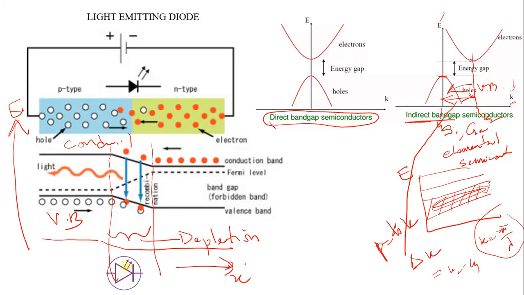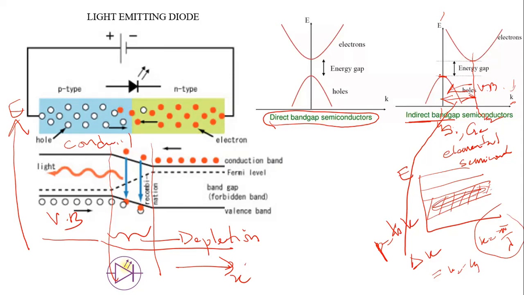Because of this, unless there is a lattice vibration which alters the K value, the transition from the valence band to the conduction band, or the conduction band to the valence band, does not involve emission or absorption of light.